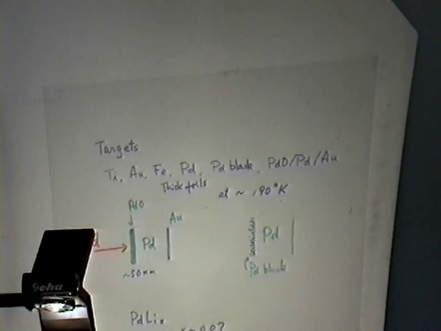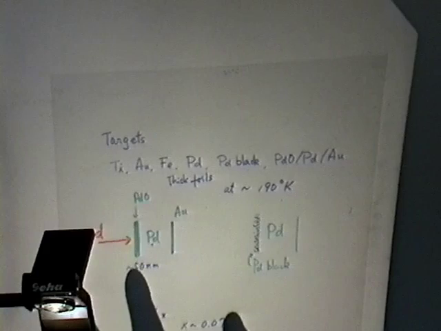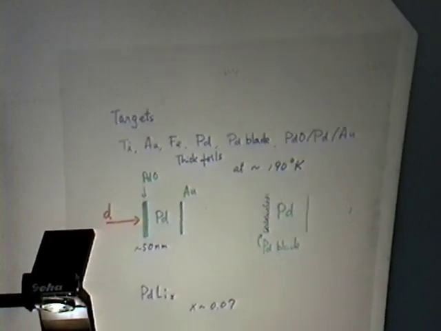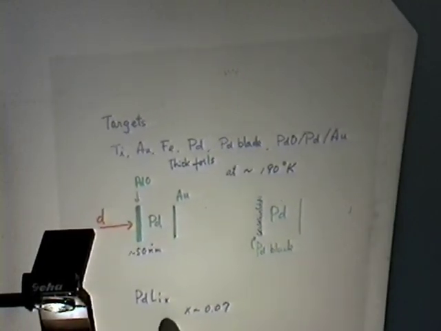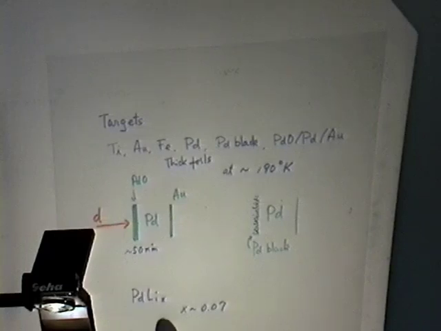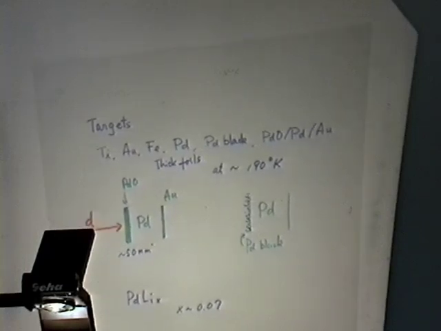And for targets, we did various ones: titanium, gold, iron, palladium, palladium black, PdO, and a Pd gold structure, which Lipson brought to us. For this palladium oxide case, the surface of the PdO was bombarded by the deuterium itself. And after that, we did a palladium lithium. The atomic ratio of the lithium is something like 0.07.